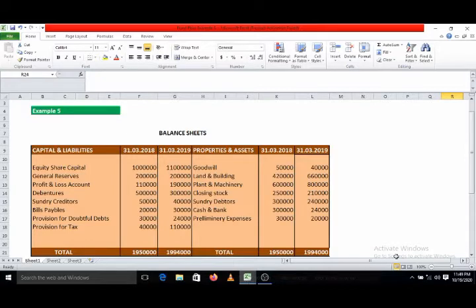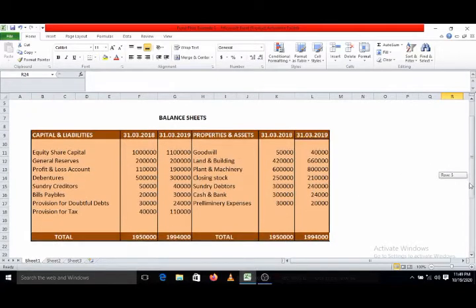Now if you compare this example with the earlier examples, we will find one new item in this example, that is provision for doubtful debts, which is nothing but the RDD. How to deal with this RDD, we will see in the solution. Now check out the additional information also.